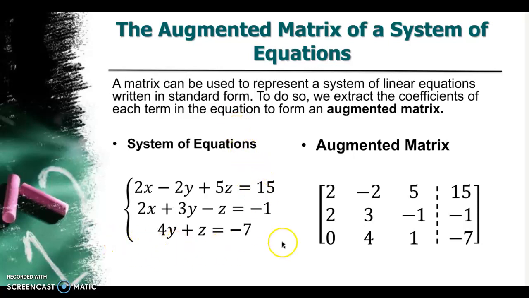And how to solve a system of equations like this, where we have three variables. Sometimes we'll even have two variables and two equations, but here we have three variables and three equations. To do so, we extract the coefficients of each term in the equation to form an augmented matrix. So we take the 2 in front of this x, and that becomes our first entry. The negative 2 in front of the y becomes our second entry in this first row, the 5, etc. And then we have this little line here that represents the equal sign, and then we have 15 there. So all of these coefficients are placed in the augmented matrix as you see there.